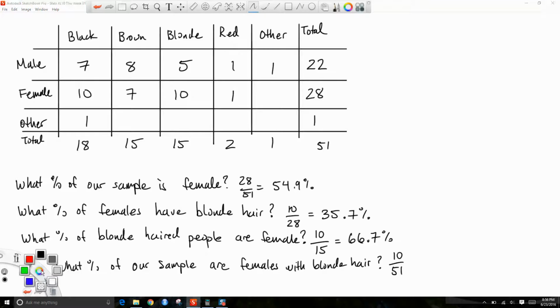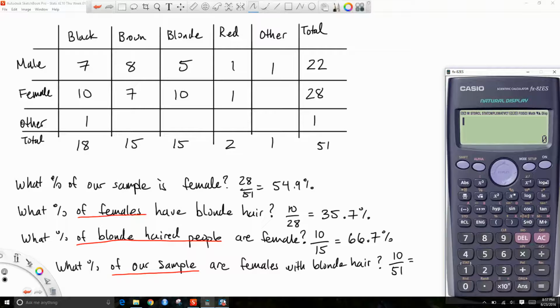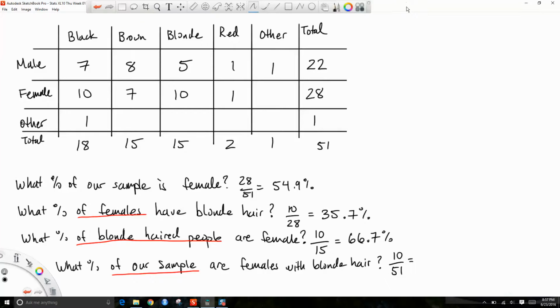So the key with all of these things is: of females, of blonde-haired people, of our sample. This defines what we're going to put in our denominator. And the part where we say what percentage of them have this determines what we put in our numerator. So in all of these cases, we had 10 in the numerator, but the denominator differed from question to question.